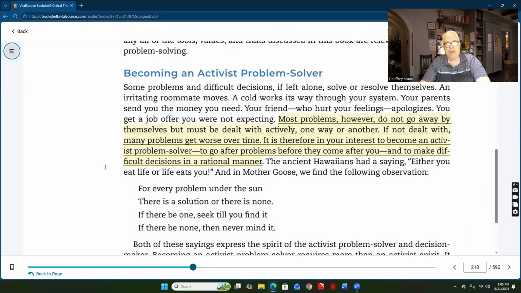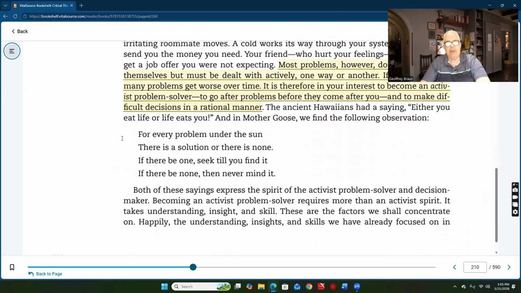The ancient Hawaiians had a saying, either you eat life or life eats you. That's kind of like what I've said about, yeah, that's it. I have a different slant on that. Life is dictating to you, or you dictate to life, right? Life beats you up about the ears, or you assert your energy on life, on moving forward, becoming an active decision maker, problem solver, right? That type of a person.